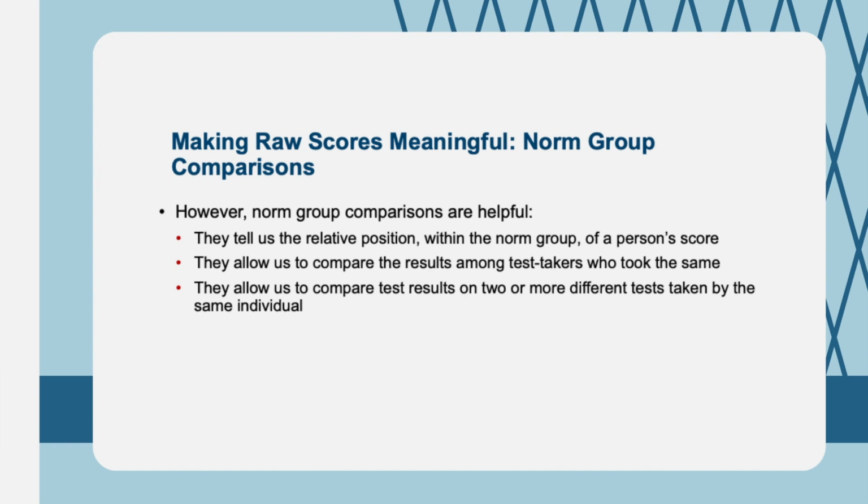Let's say that we had a parent and they had a pair of twins who were in the 3rd grade, and we gave both of these children a reading test. We could look at those scores, the raw data, to see which one scored higher, if they both scored higher, or if there was one who was struggling. And they also allow us to compare test results on 2 or more different tests that are taken by the same individual. So if we had a kid who took an achievement test and an aptitude test, and we're like, hey, there's a large discrepancy between these two, it could indicate a learning disability.